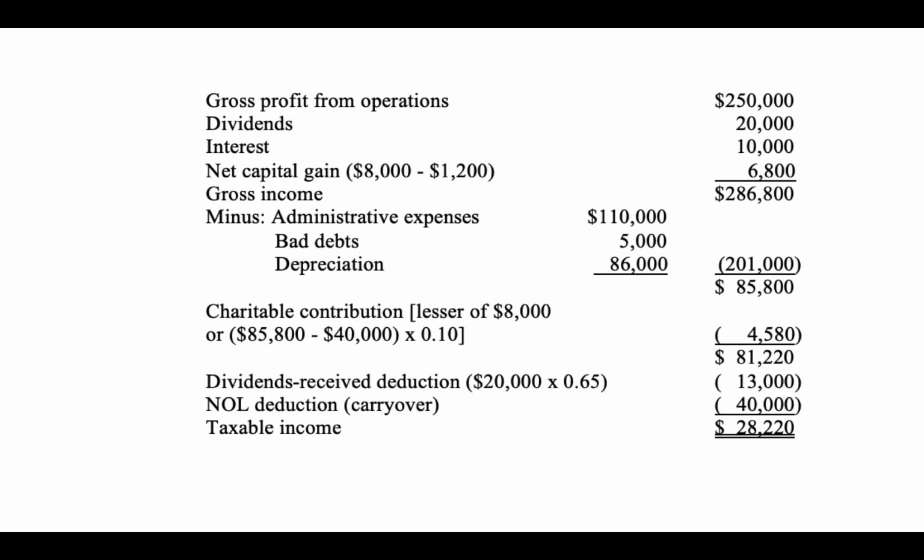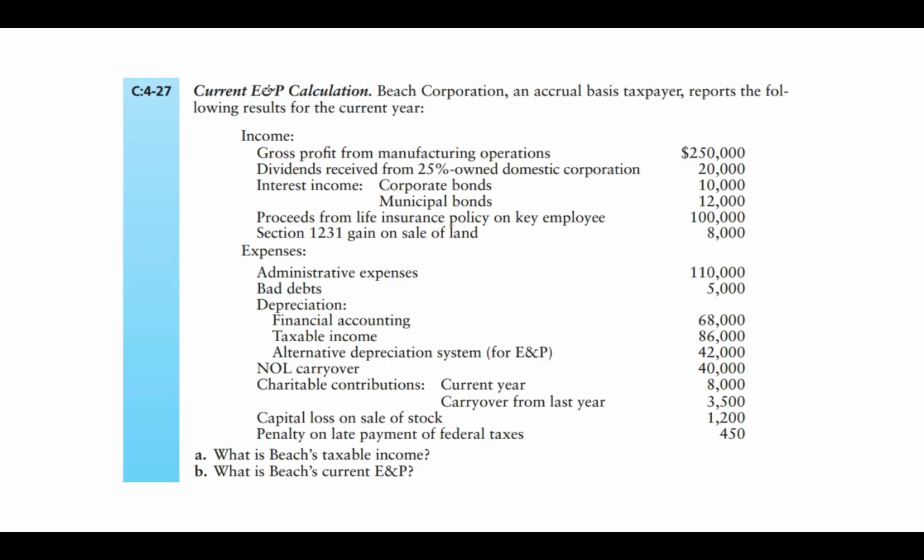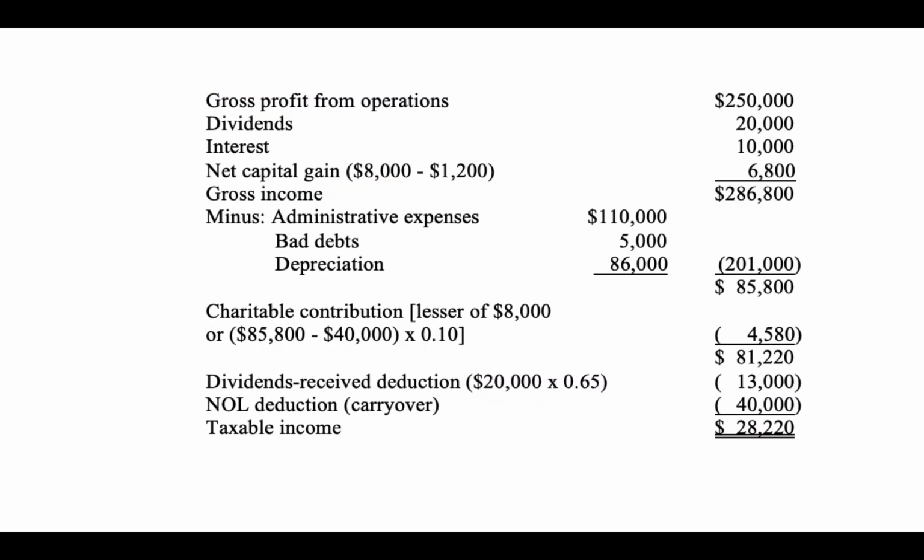All right, and then I have my net operating loss of $40,000, my net operating loss carryover, and that is limited to 80% of my taxable income before the special deductions. So I have a taxable income of $28,220.